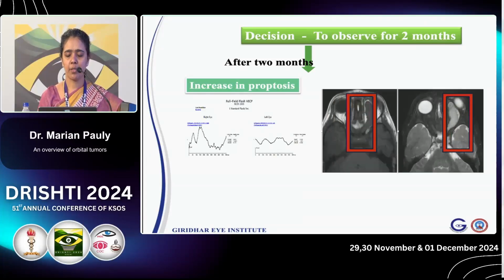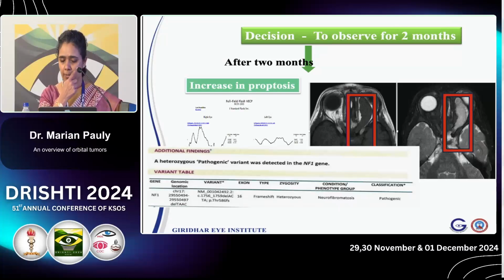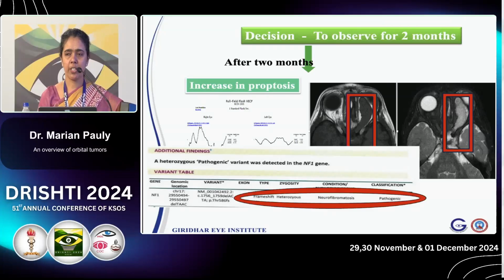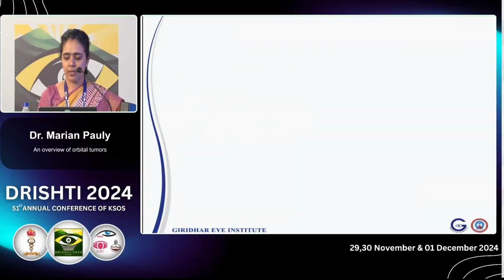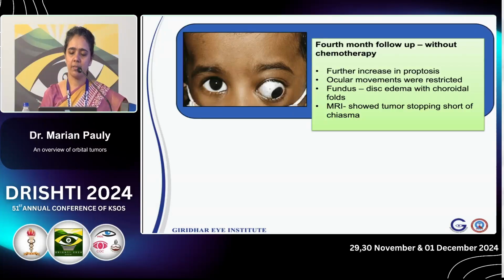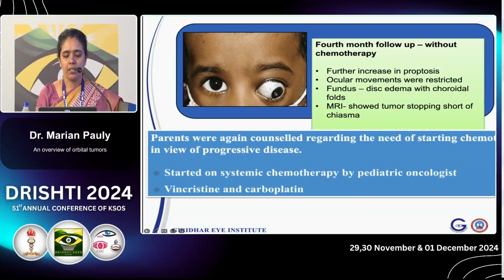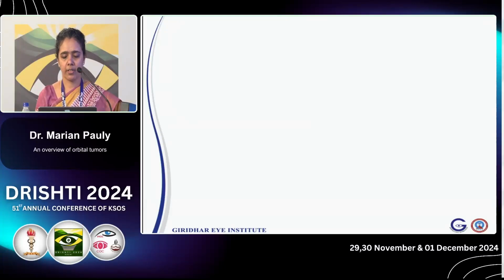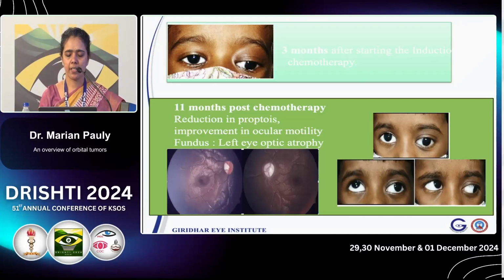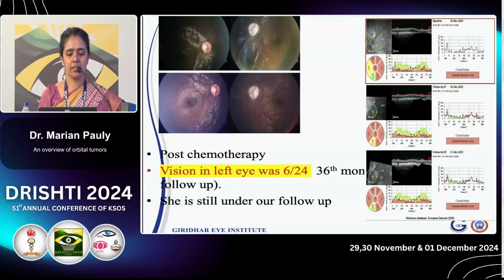They had an increase in proptosis, radiologically on MRI also. Meanwhile, we got genetics done for neurofibromatosis. It was positive for neurofibromatosis. Since it was increasing, we advised chemotherapy. By that time, the proptosis had become like this, and the child had lagophthalmos also. The child was started on chemotherapy by the pediatric oncologist, and the child did well. She's still with us at 3 years follow-up. The left eye vision has improved to 6/24, even though the disc is pale.